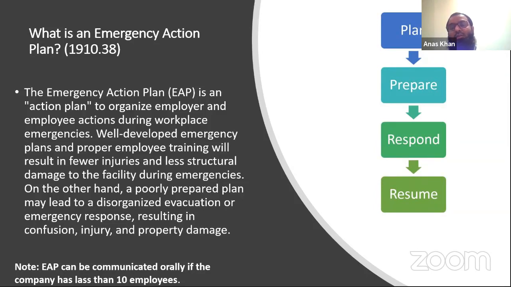What are these things? The first thing you need to do as a safety in charge or safety manager or the safety engineer of the company is to identify all possible emergencies which are applicable to you. What could be the possible emergencies in the company?